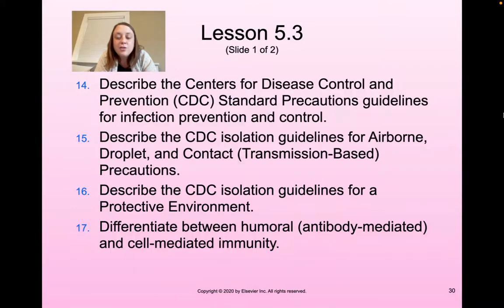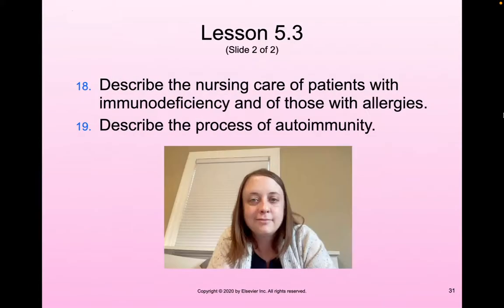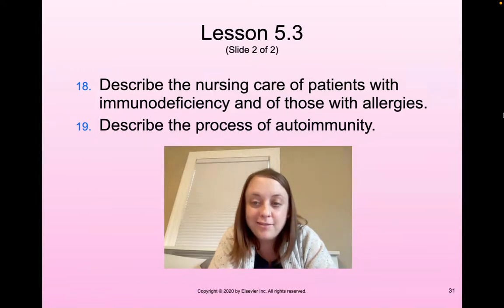And you also should be able to tell the difference between humoral or antibody mediated and cell mediated immunity. And finally, by the end of our lesson, you should be able to describe the nursing care of patients who have immunodeficiency and of those with allergies, and also describe the process of autoimmunity.